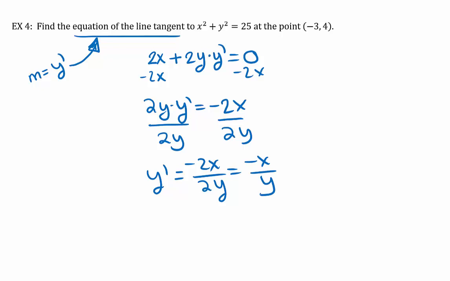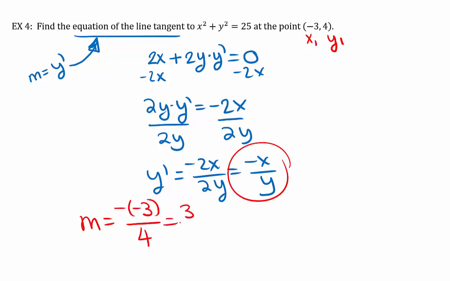Now I want to find the equation of this tangent line at the point negative 3, 4. So when x is negative 3 and y is 4. And so to get the slope of my tangent line, I am going to plug the negative 3 in for x and the 4 in for y. That gives me a positive 3/4.